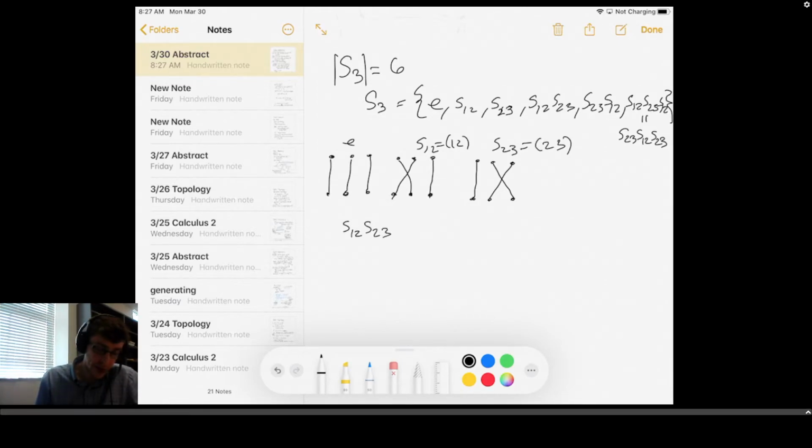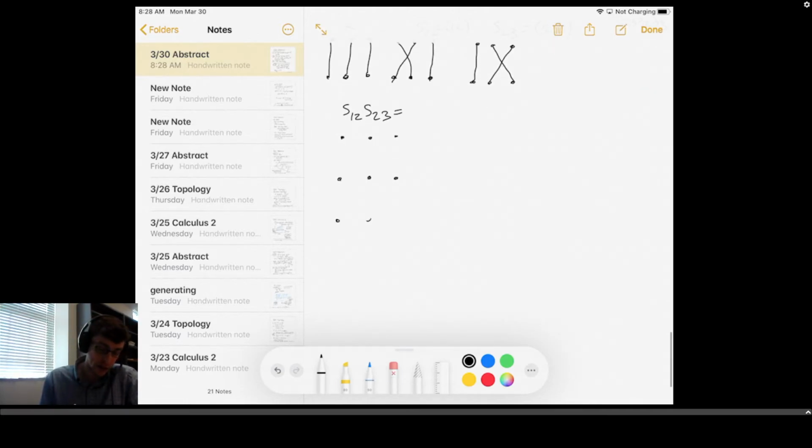S12, S23. So here, this is important, right? I want to talk about how to get products in terms of cycle notation here. Maybe you already figured it out, but let's see what happens. The way I think of this is first I'm swapping 2 and 3. So we can concatenate, right? 2 goes to 3, 3 goes to 2, and then 1 goes to 2, 2 goes to 1, and 3 is fixed.